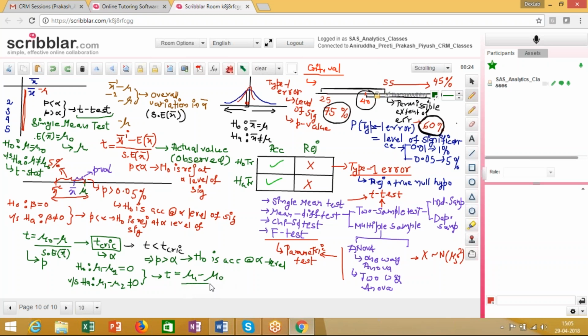Minus mu0, sorry, it's not mu1 minus mu0, it's mu1 minus mu2, minus the expected value of mu1 minus mu2.